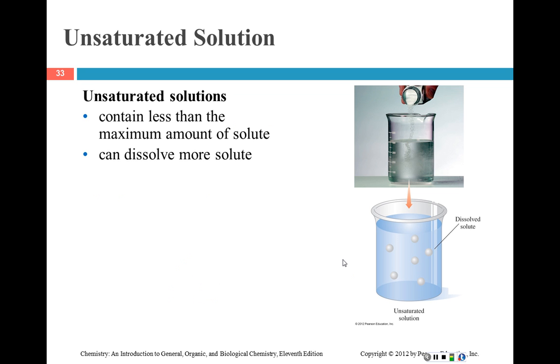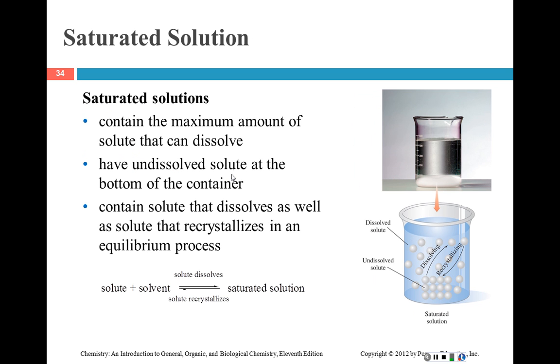So solute in solvent gives you the solution. An unsaturated solution basically means that it has less than the maximum amount. So you've put some salt in this water and stirred it up and you can't see it. You can put some more in there and stir it again and you still can't see it. So you have not reached the saturation point, or the maximum amount of solute that you can put in there. And that means that you can still dissolve more of that solute in that solution.